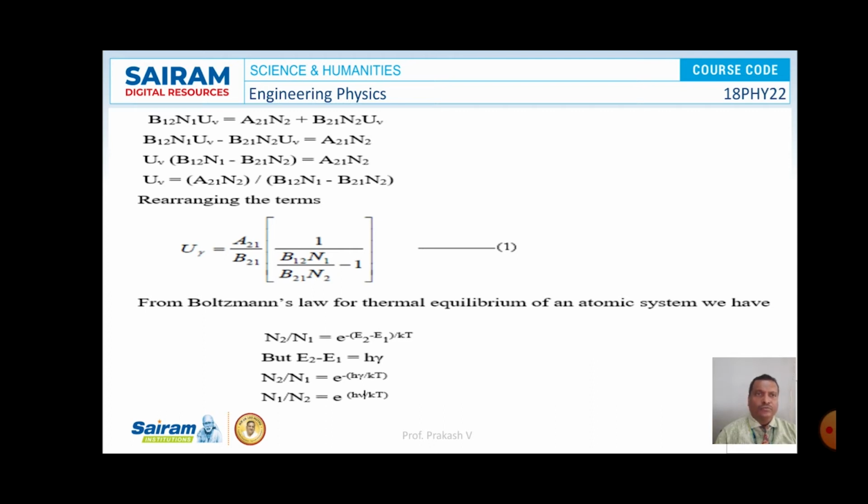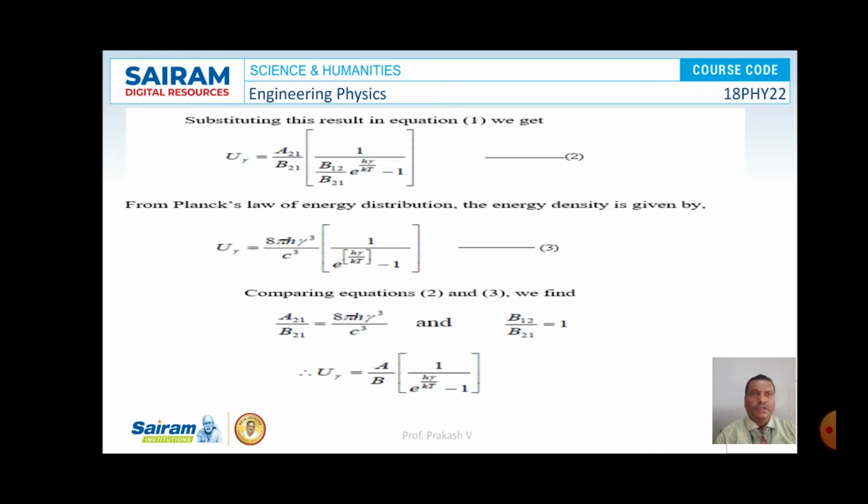According to the Boltzmann relation, N2 by N1 is equal to e to the power of minus (E2 minus E1) by kT. Therefore, N1 by N2 can be written as e to the power of h mu by kT. This is the value of N1 by N2. Substituting this value in equation number 1, we get U mu is equal to A21 by B21 into 1 by (B12 by B21 into e to the power of h mu by kT minus 1).